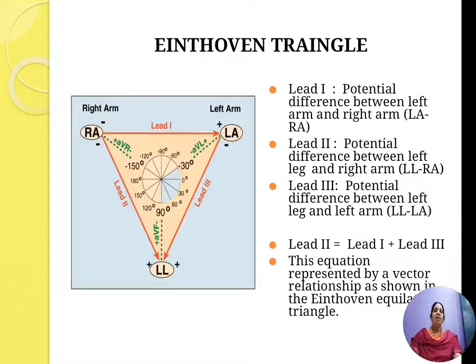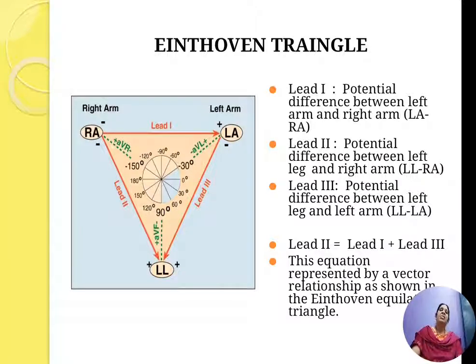In the lead 1 configuration, the potential is measured between the left arm and the right arm, LA and RA. In the lead 2 configuration, the potential difference is measured between the left leg and the right arm. And in the lead 3 configuration, the potential difference is measured between the left leg and the left arm.